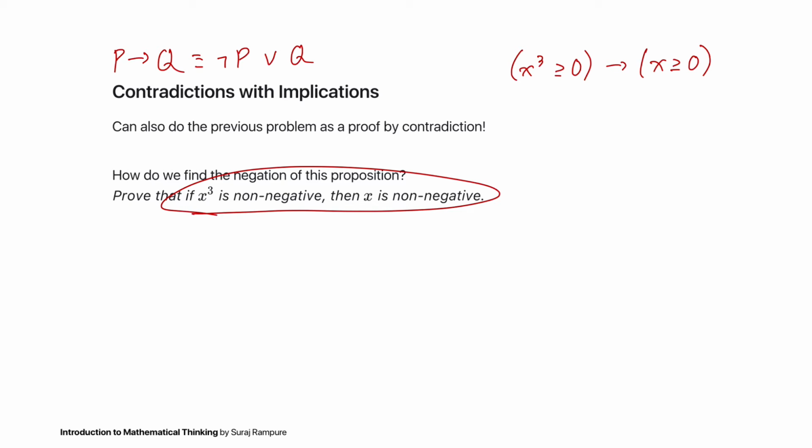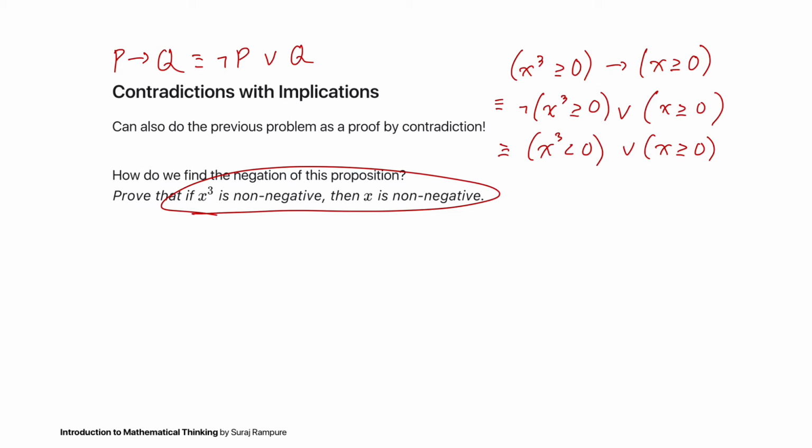Not x cubed bigger or equal to 0. Good. So I can say not x cubed is greater than or equal to 0, or x is greater than or equal to 0. Okay? So that's equivalent to me showing that x cubed is less than 0, or x is greater than or equal to 0. So to do a direct proof, what I could do is just show that this statement right here always holds a true value.